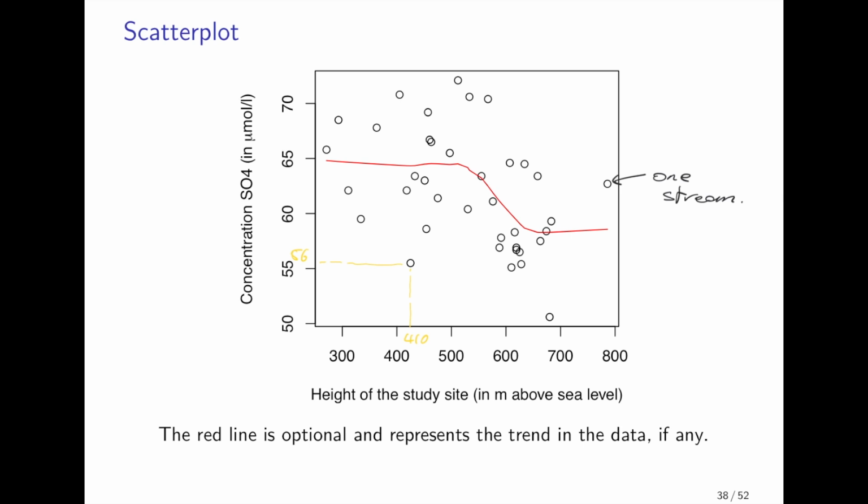The red line that you see on the plot, that is something that R can add for you. This red line is computed automatically by R and represents the trend in the data if there is any trend. Sometimes this is a useful visual aid to see if there's an association in the data, and sometimes if there's no trend, then the line will not tell you anything.